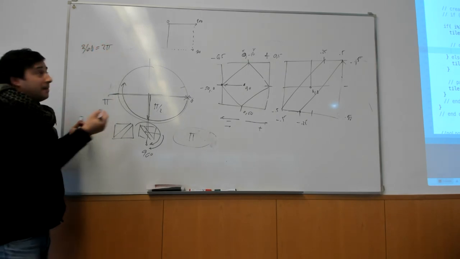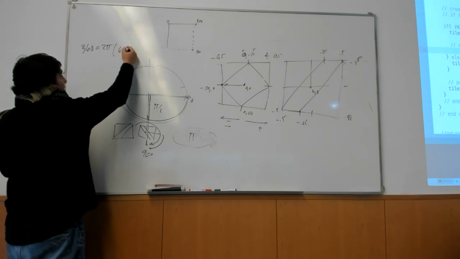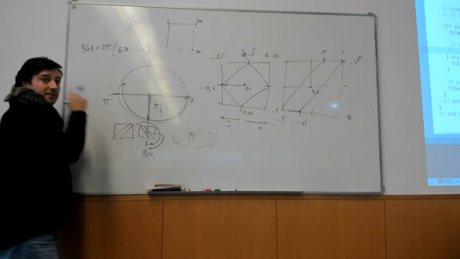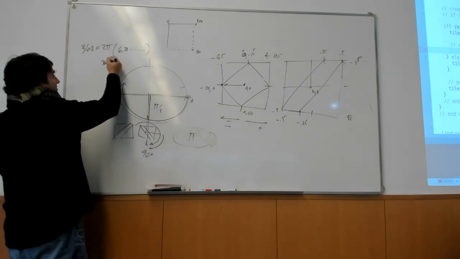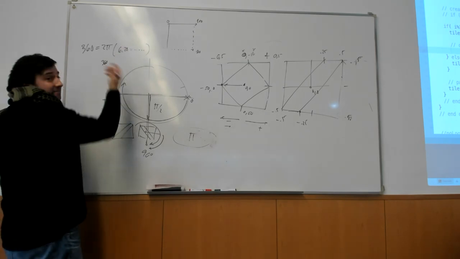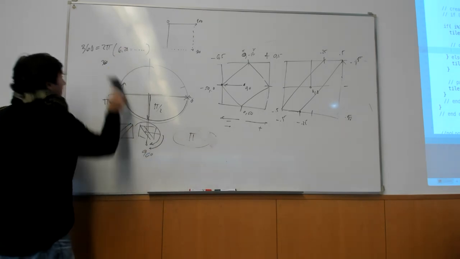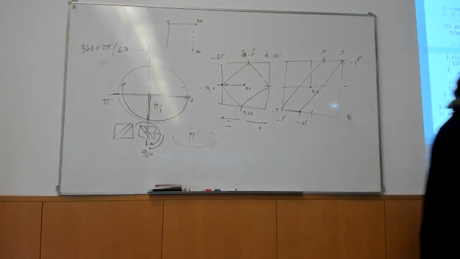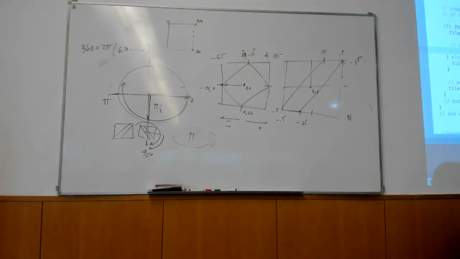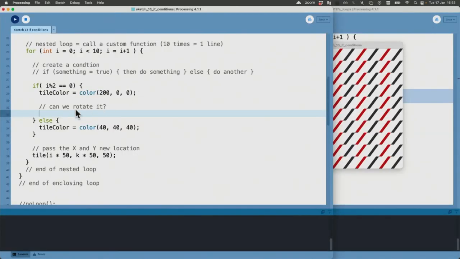It's an irrational number, but you can actually say 6.28. Okay, it's just a thing. It's just a number. Instead of saying 360, yeah, it's like irrational. And it's actually pretty cool because circumferences need infinite detail, so that's why it's called pi, because it's infinite. So can we rotate it? Yes.